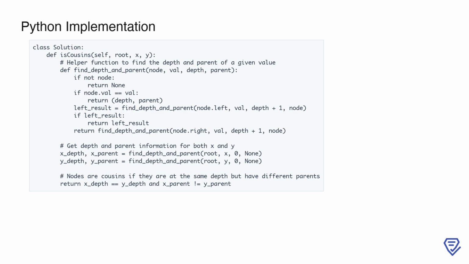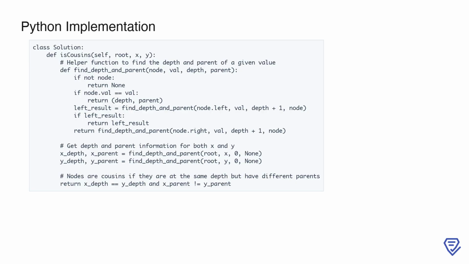This is a solution to LeetCode problem number 993, Cousins in Binary Tree. The goal is to determine if two nodes, x and y, in a binary tree are cousins. Nodes are considered cousins if they are at the same depth in the tree but have different parents.